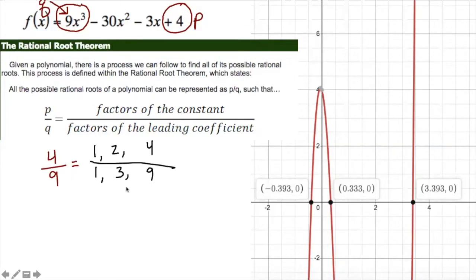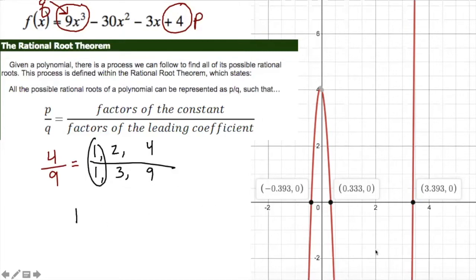So what this will do is this will tell you not confirmatory, but possible zeros or roots of the function. So how it works is this. You can take any number from the numerator here and divide it or write it as a fraction with any number over the denominator. So for example, we could have 1 over 1, which is 1.